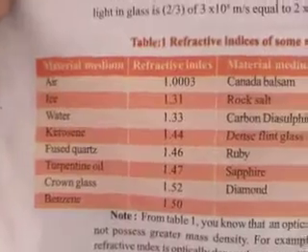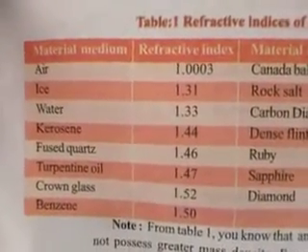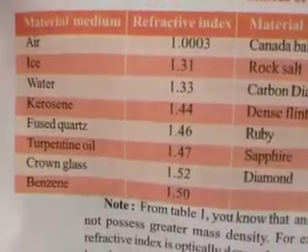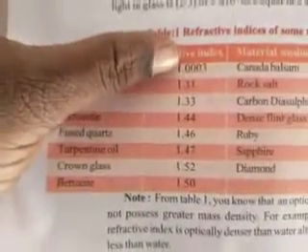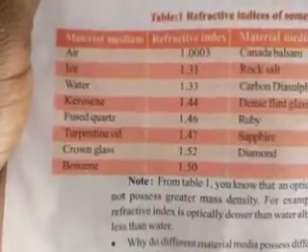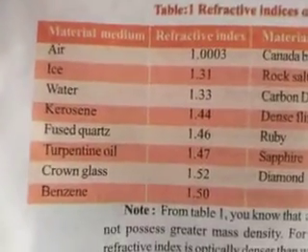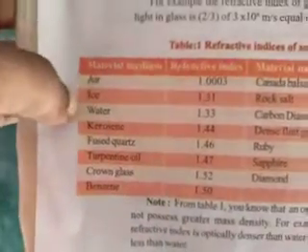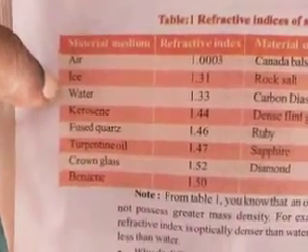Just see the refractive index of different media. Air is there, children. The material medium is given, and here is its refractive index. Air is 1.0003. Here 0003 means it is a very small magnitude of value. Therefore, we say that the refractive index of air is the same as the refractive index of vacuum. Therefore, the refractive index of air is 1.0003.